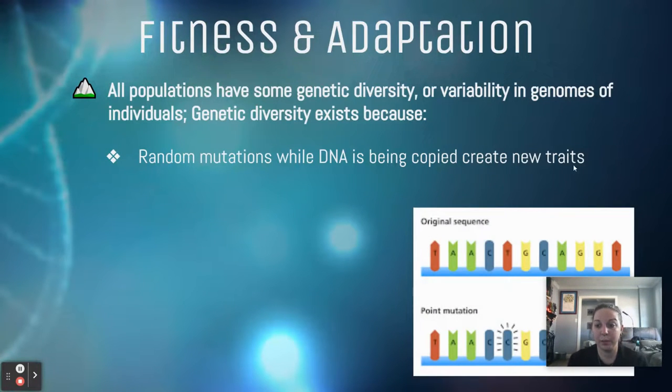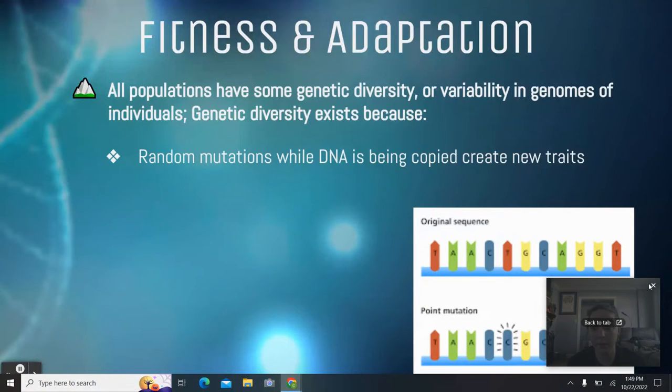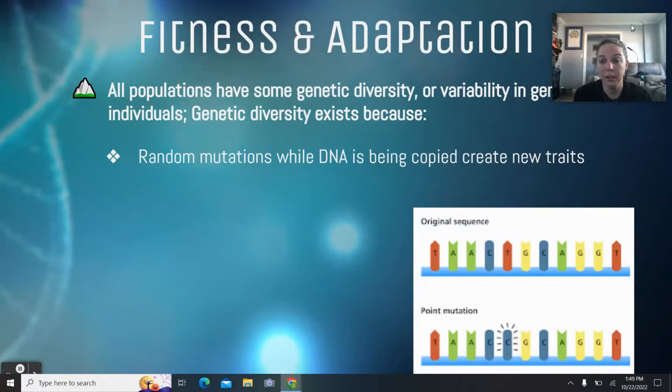So you can see with this little diagram here, we just had originally a T in this base spot of our DNA. And through random mutation, it turned into a C. So that could create a completely new trait, a new fur color, maybe longer legs, maybe shorter canine teeth, something like that, okay?